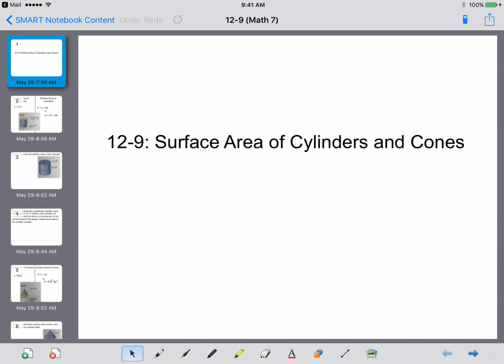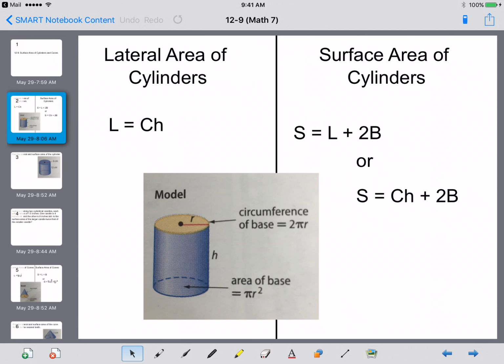This video is over chapter 12.9, surface area of cylinders and cones. Just like with prisms, we have a lateral area and a surface area. The lateral area of our cylinder is the side piece, once again. To figure that out, we take the circumference of our base times the height, so 2 pi r times whatever the height is.